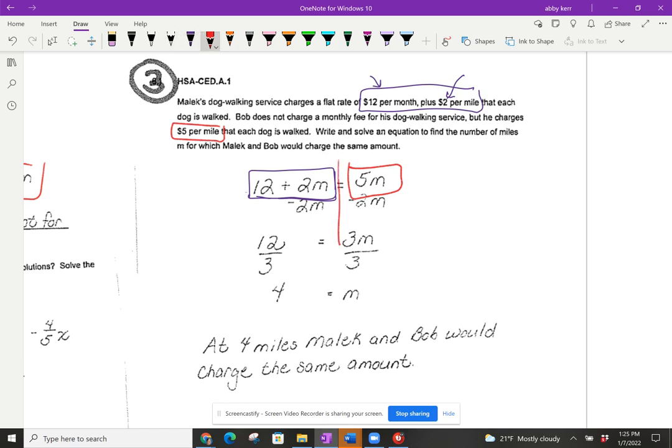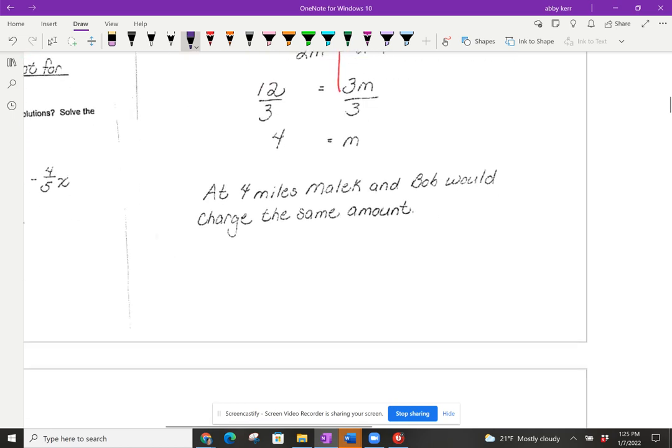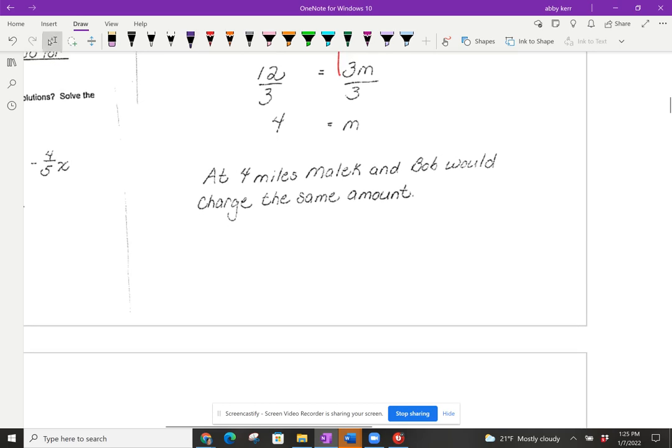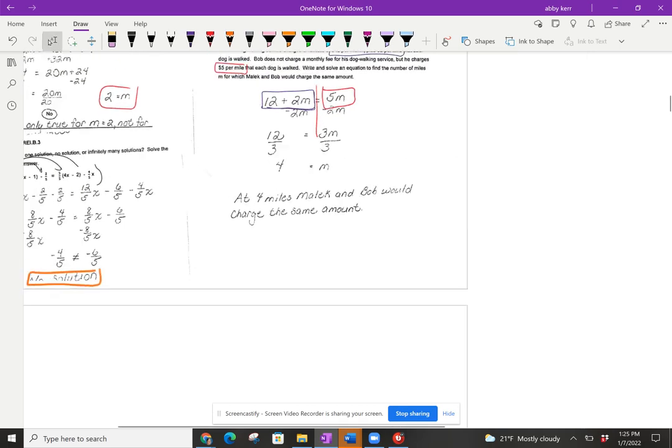Now, this is variables on both sides. So this is why the answer key subtracts 2m on both sides, and then it's a one-step. So at 4 miles, Malik and Bob would charge the same amount.